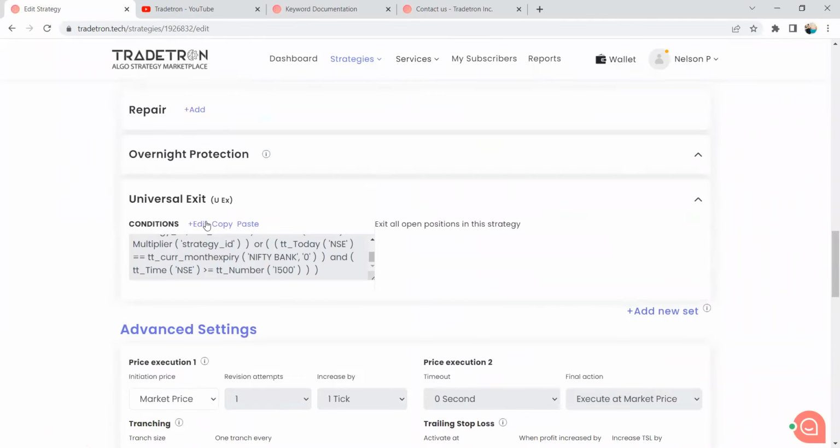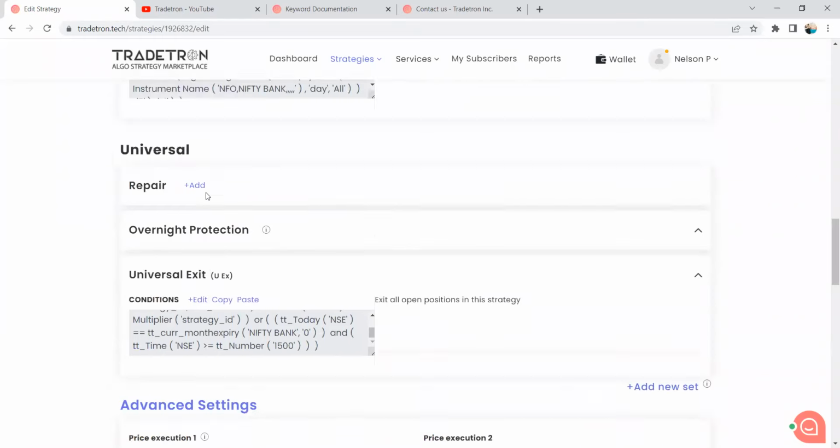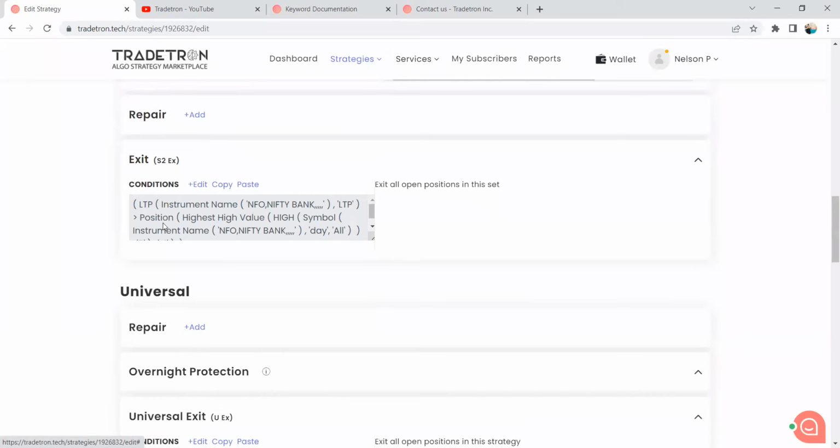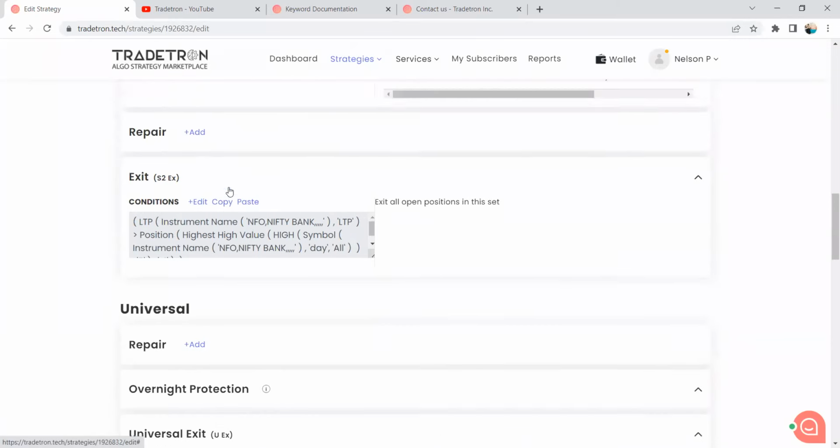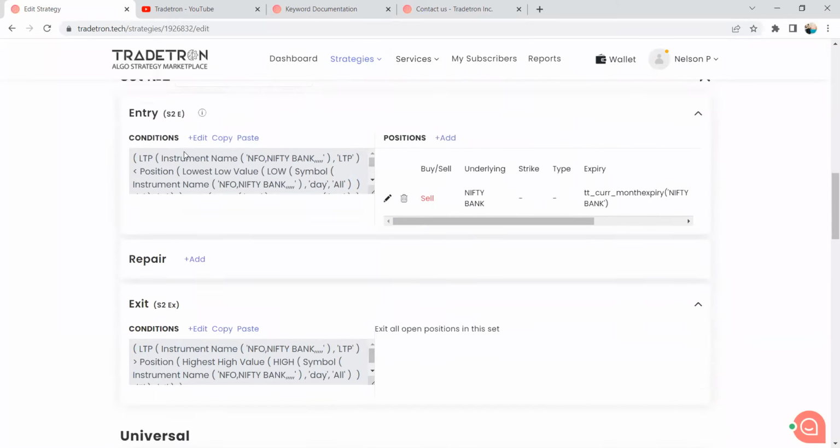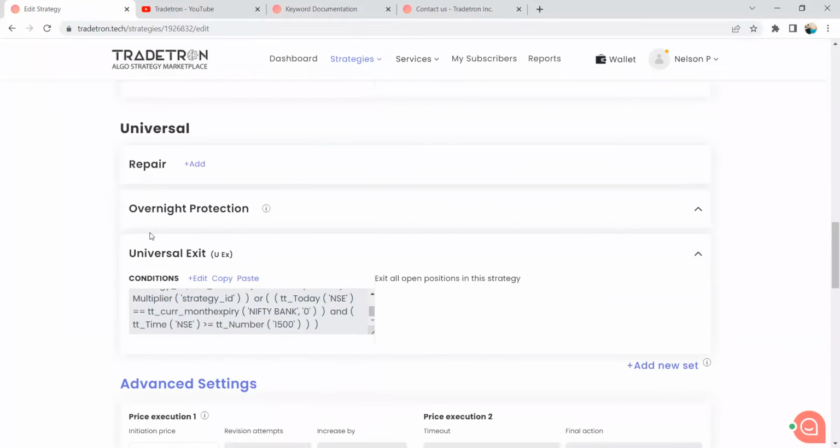you have to make sure that the exit of the strategy has happened only with the universal exit. If it's a set level exit, right, then it will not reactivate after 12 hours. It will continuously be looping because it's the entry and exit of the set. This is universal exit as a strategy level exit. All right.